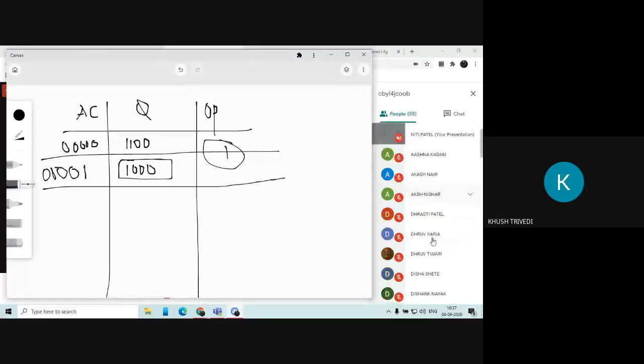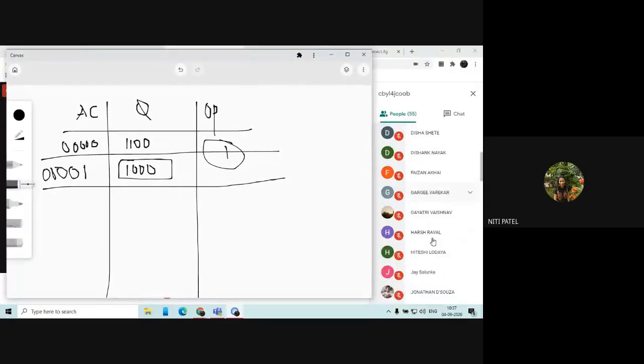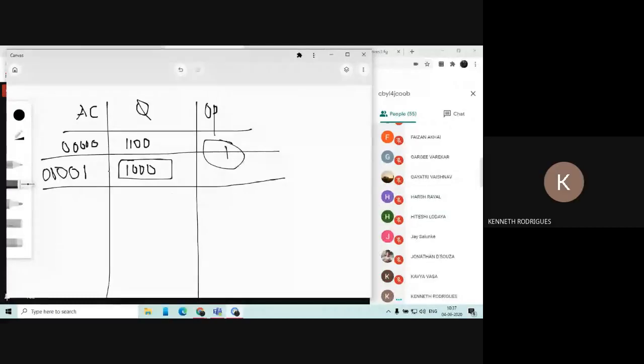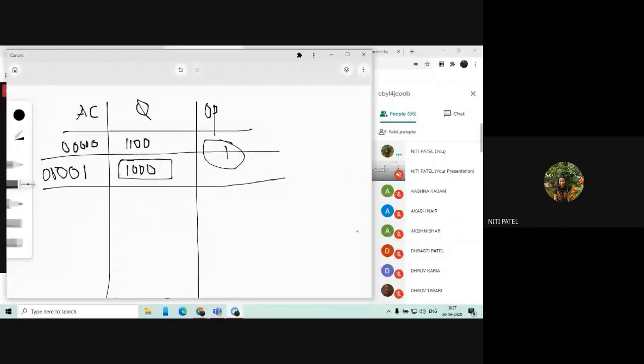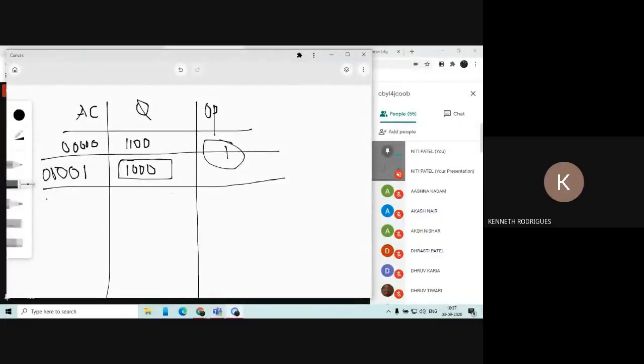Okay. Yes. Kenneth, second cycle. AC is 0 0 0. Just a minute. Has everyone else got the cycle 1 correct? Yes, ma'am. Okay, continue. Result of second cycle. AC is 0 0 0 1 1. And Q is 4 zeros.